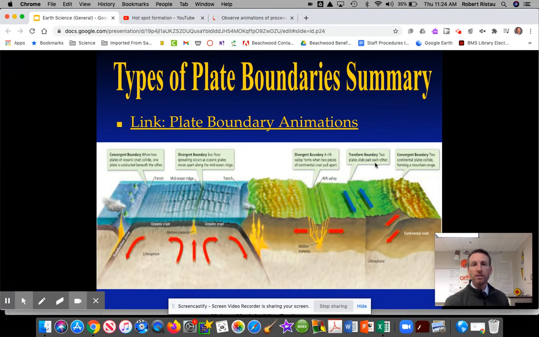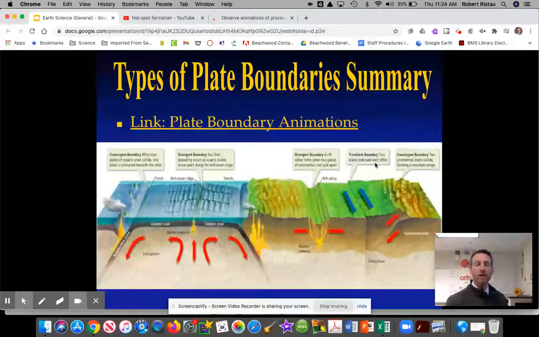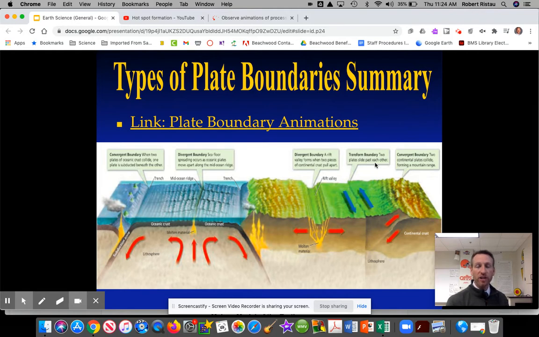Transform boundary. If you're watching this, some class periods we got to the transform boundary notes in class, some we didn't. So this might be a little out of sequence, and you haven't learned about transform boundaries yet. But those are the ones that are sliding past each other. They don't create any land formations. They're not creating trenches or ridges or anything like that. The big thing that happens at a transform boundary is that the buildup of pressure and tension as they slide past each other is then released in the form of energy, and that would be an earthquake. So earthquakes are the big thing that happen at trench boundaries. I'm sorry, transform boundaries, not trench. Transform boundaries.